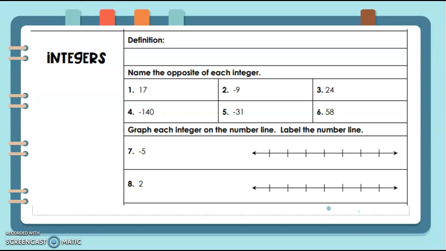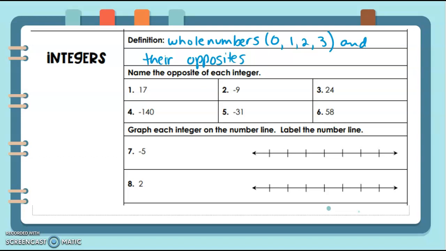Okay, a good definition of an integer is they are whole numbers. For example, 0, 1, 2, 3. And they're opposites. So opposites can be negative or can be positive if you have a negative number. So whole numbers, positive and negative, and their opposites.